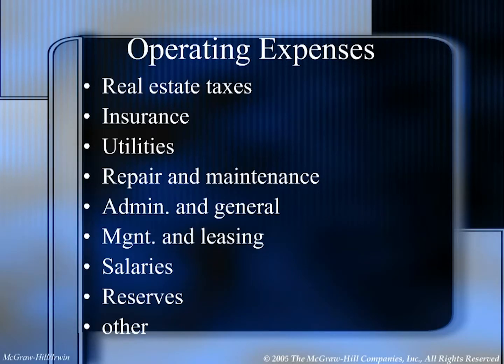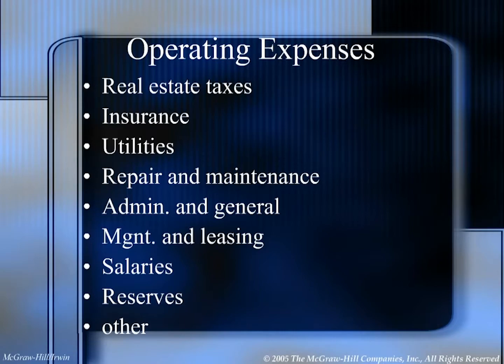Now we said that we get the NOI by starting with the effective. We get the potential, take out your vacancy, you get your effective gross income, and you take out your operating expenses. I want to make sure that we understand what the operating expenses are, and you'll see them listed here: real estate taxes, insurance, utilities, repair and maintenance, administration, management, leasing, salaries, reserves, and other.